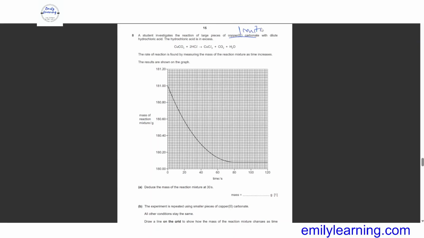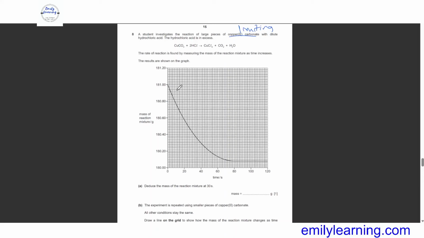If something is the limiting reagent, that means it is the one that will affect the amount of products formed. Only changing the amount of copper 2 carbonate will change the amount of products formed. Changing hydrochloric acid will not affect the amount formed, because hydrochloric acid is in excess. The rate of reaction is found by measuring the mass of the reaction mixture as the time increases. The mass decreases because carbon dioxide is liberated. If you lose carbon dioxide because it is a gas, the mass will drop.